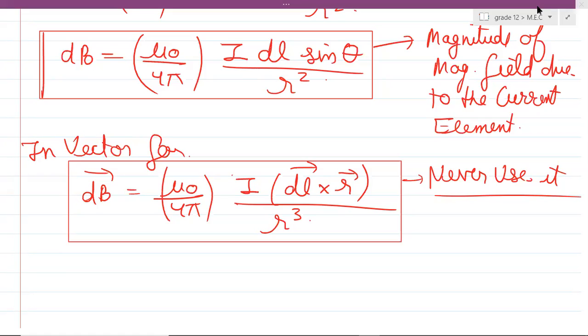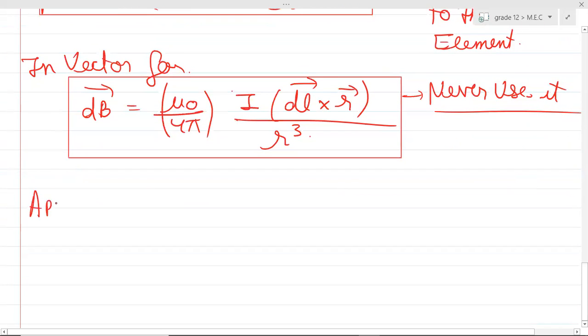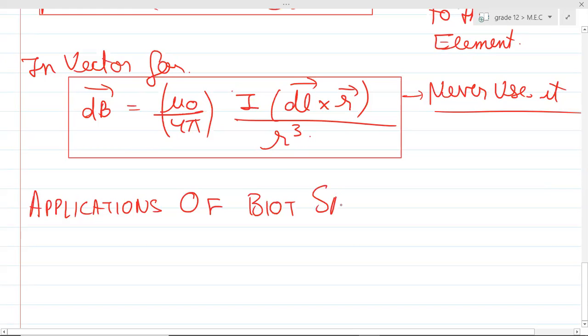Let's come back to where we left off. Now, we are clear about Biot-Savart law. Let's start the applications of Biot-Savart law. These applications are important. Guys, do you remember electrostatics? There were many different formulas. Yes or no?